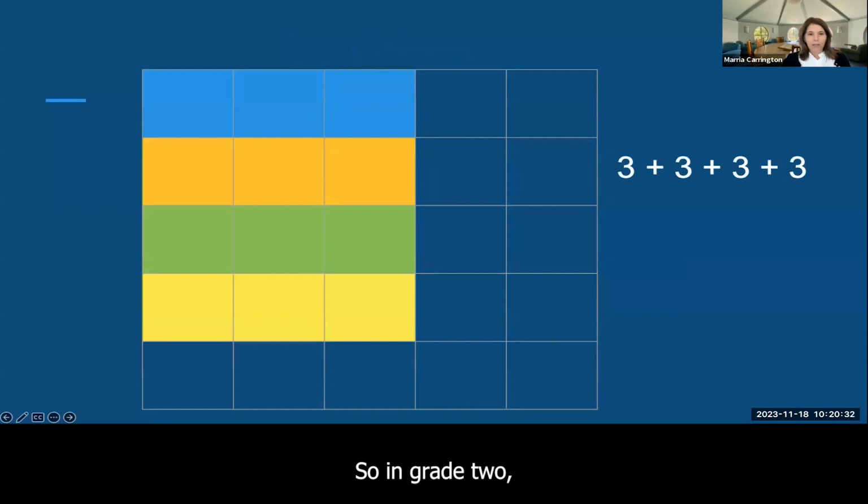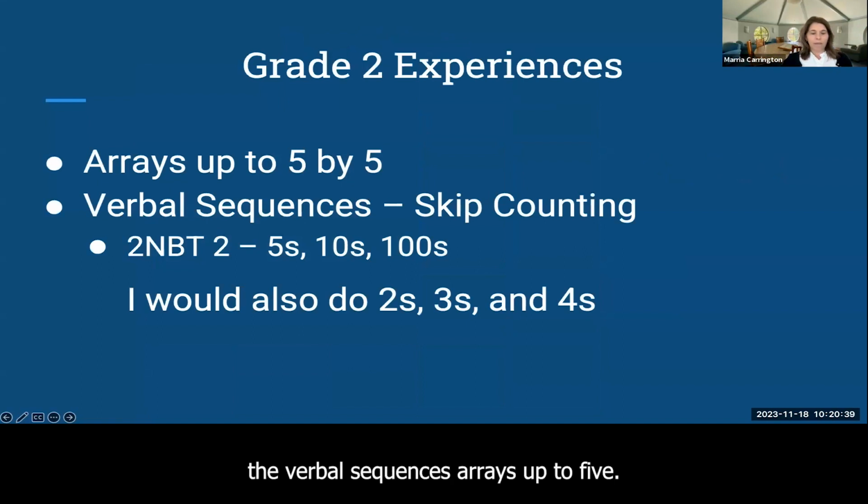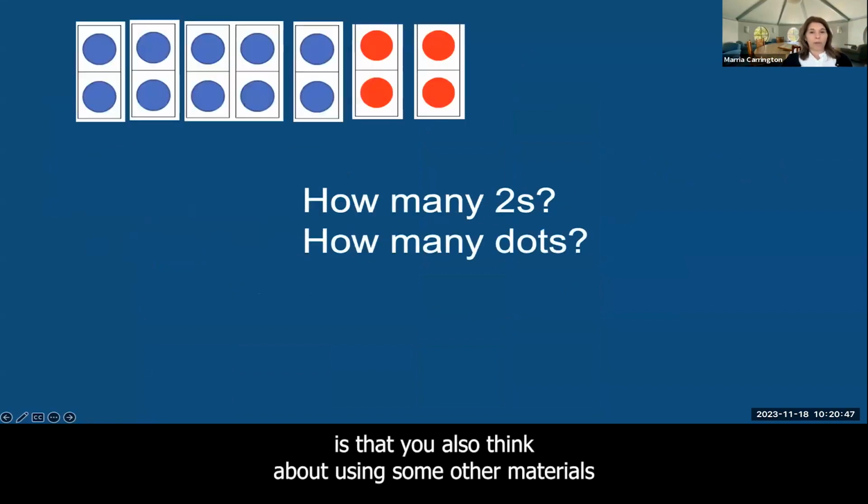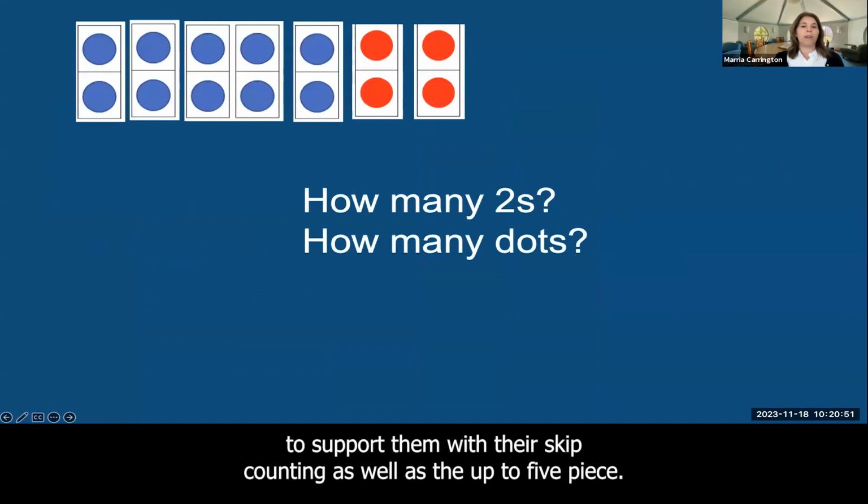So in grade 2, just to review, we're working on the verbal sequences, arrays up to 5. And what I'm also suggesting is that you also think about using some other materials to support them with their skip counting, as well as the up to 5 piece.